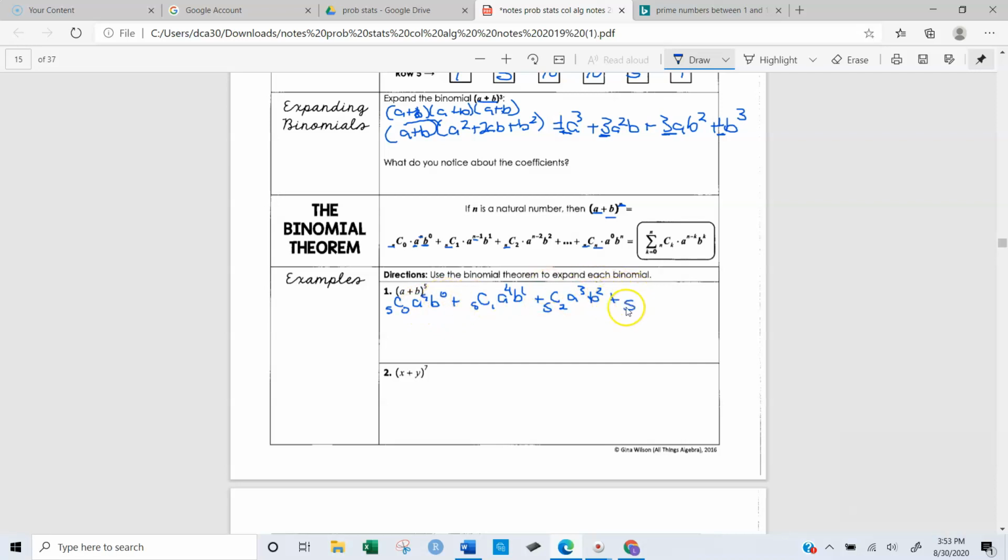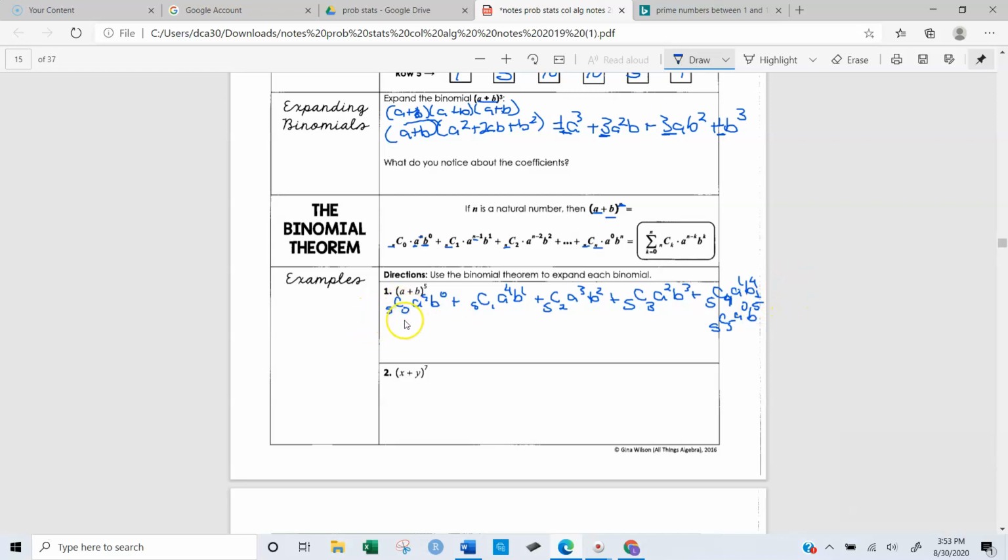Okay, now you're on 5 choose 3, a squared, b cubed, plus 5 choose 4. I am out of room. A to the 1st, b to the 4th, plus, we'll write down here, 5 choose 5. There are no more a's. A is to the 0 power, b is to the 5th. Then you just type that in your calculator.